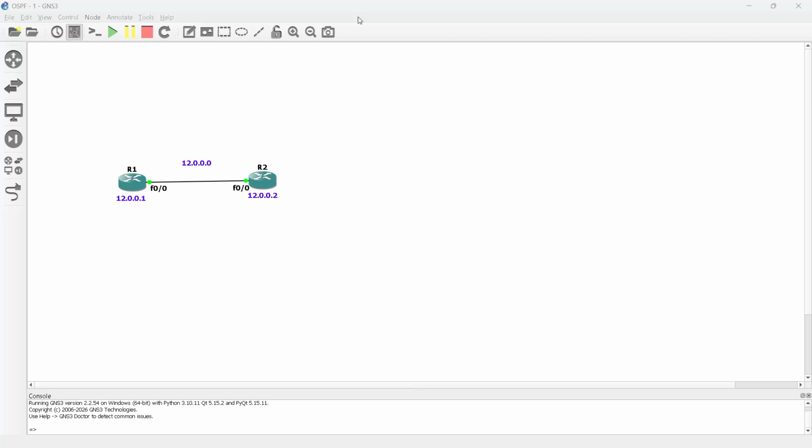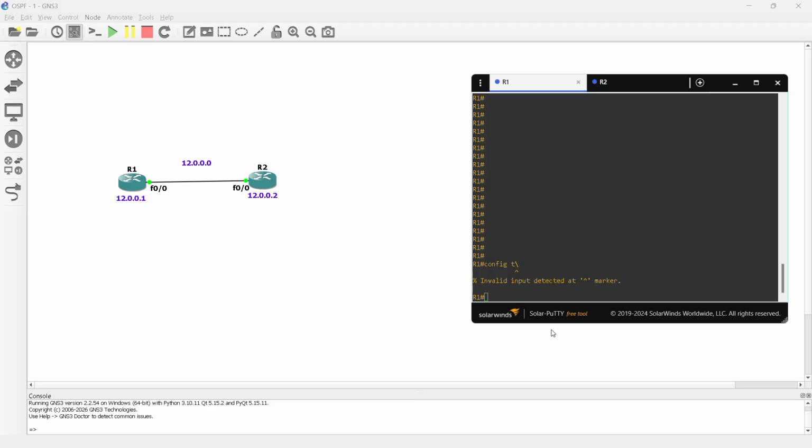Hi everyone, my name is Bhavishya, and in this lecture you'll see the implementation of OSPF. So this is our topology. Let's begin. I've already configured all the necessary configurations. So let's begin.